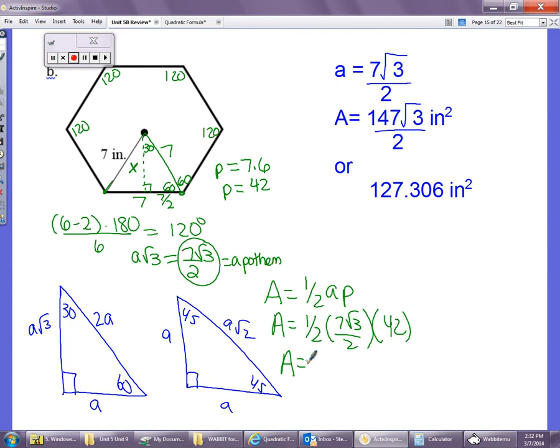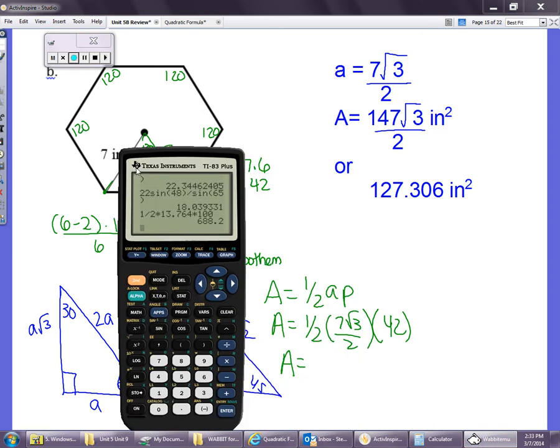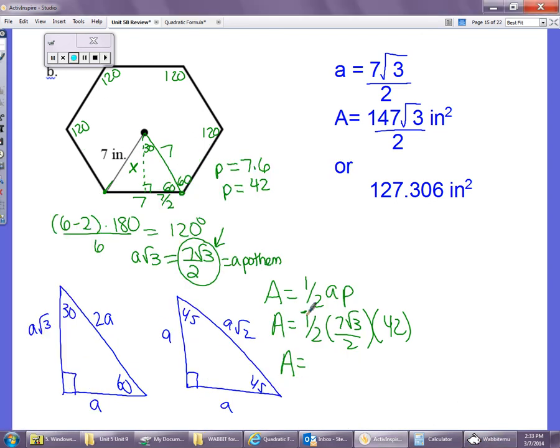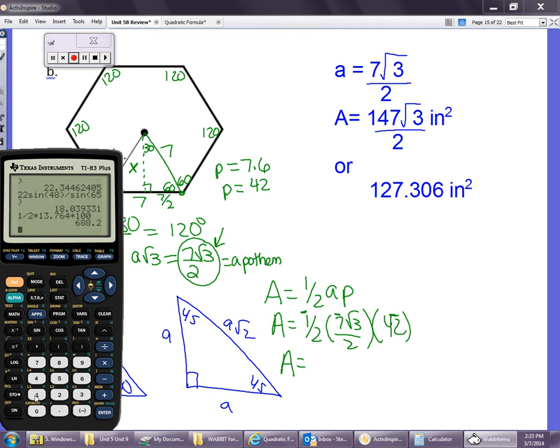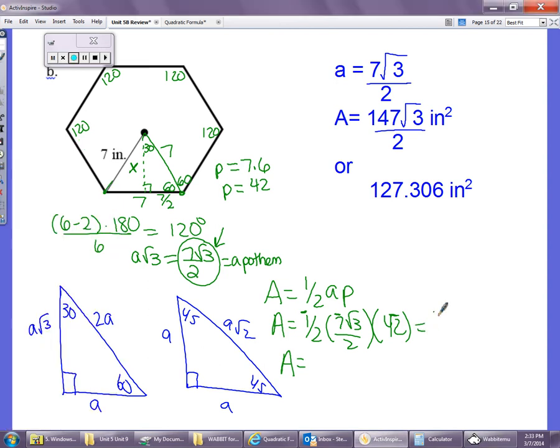Now, if you have to work with 30, 60, 90, remember we said no decimals. So you're going to put this into your calculator. Remember I said earlier, you focus on your numerator. So these are all numerators. So we'll do 1 times 7 times 42. Ignore the radical right now. And that gives you 294. Now you could throw in the radical. And then 2 times 2 is 4.